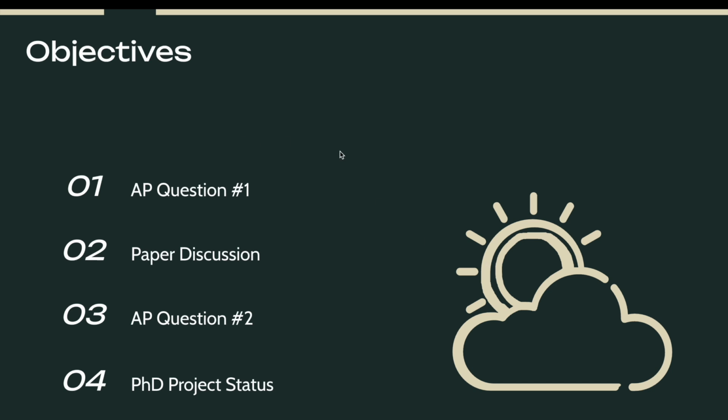Yep, so we have an outline here of the main objectives. First, we'll be going over my answers to the first AP question, the paper discussion that is in progress and how it relates to AP question 1, and the connections that we can see between them. And then we'll be going over the second AP question, and lastly some updates on my PhD project status.